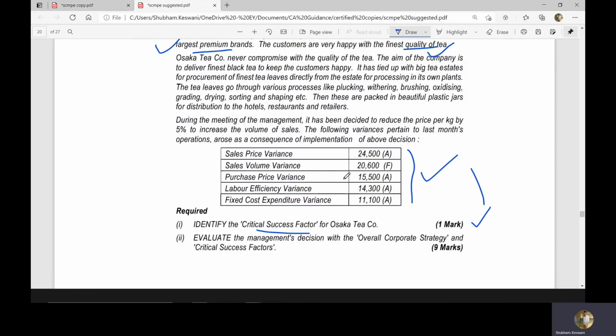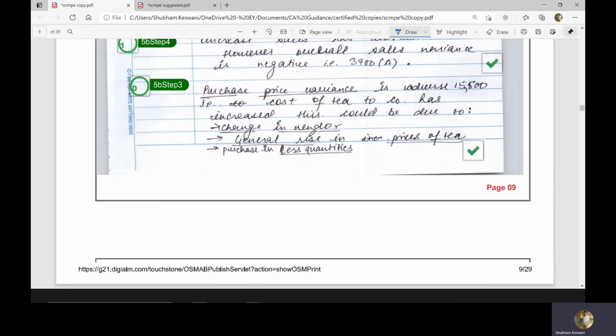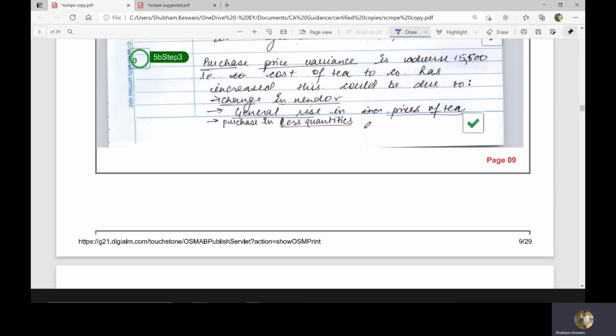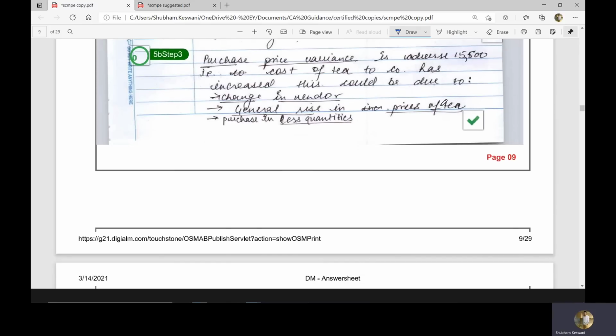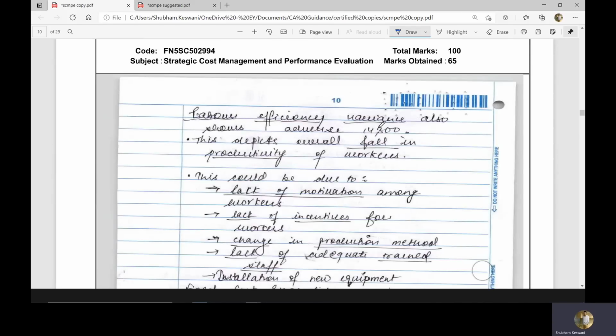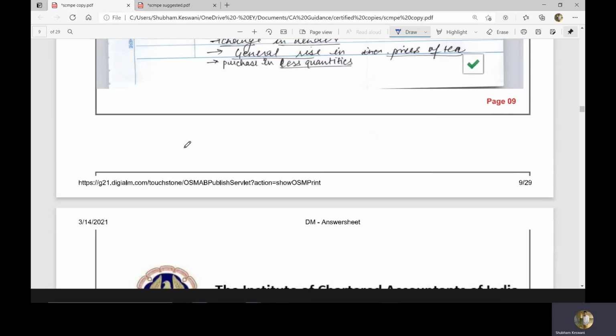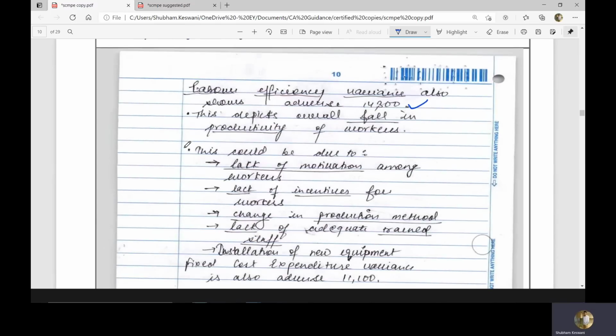Again, purchase price variance is negative, which means that the cost of the tea has increased. Now there could be various reasons due to which the cost would have increased. The company would have changed its vendor. There would be a general rise in the price of tea. The company would have purchased in lesser quantities. I think one of the points that I missed here is that since the company is trying to maintain high quality, to get high quality tea the company is paying high prices, which is one factor that I missed out here, and maybe it reduced my marks.